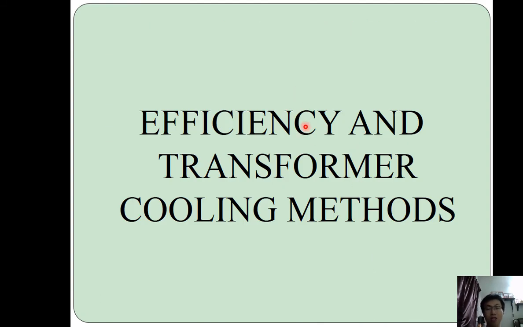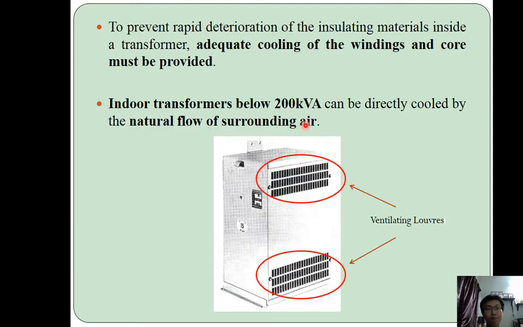Next we'll talk about efficiency and transformer cooling methods. To prevent rapid deterioration of the insulating materials inside a transformer, adequate cooling of the windings and the core must be provided. Indoor transformer below 200 kVA can be directly cooled by the natural flow of the surrounding air. So this is one of it, the ventilating louvers. The heat will come up from this hole.